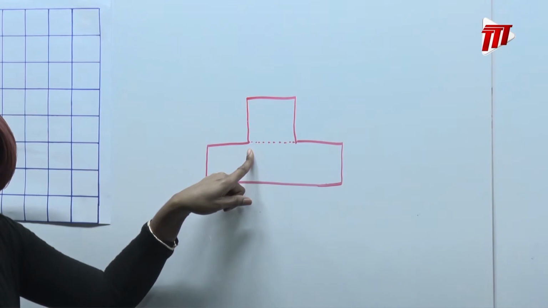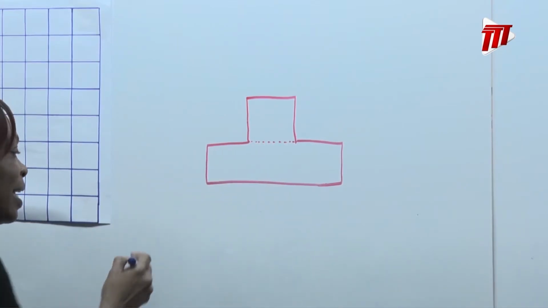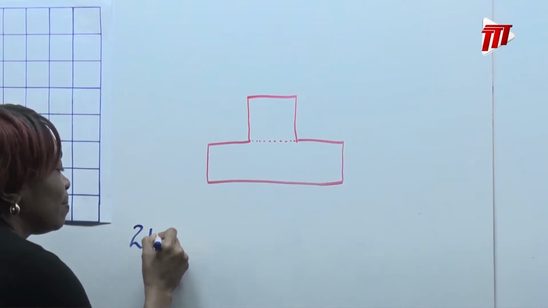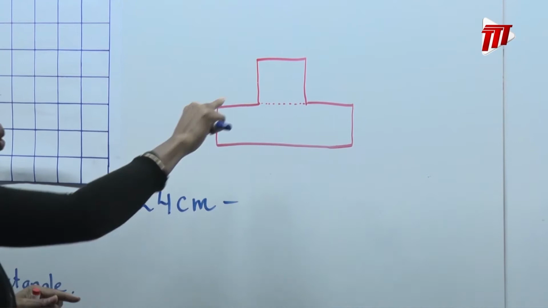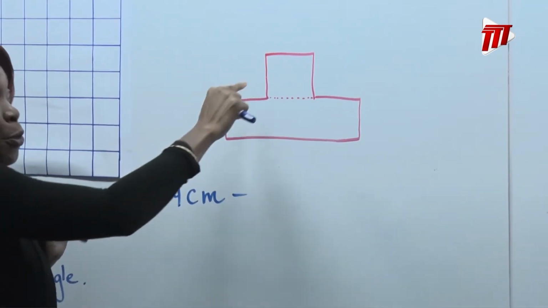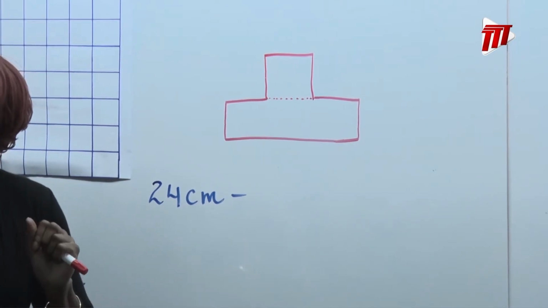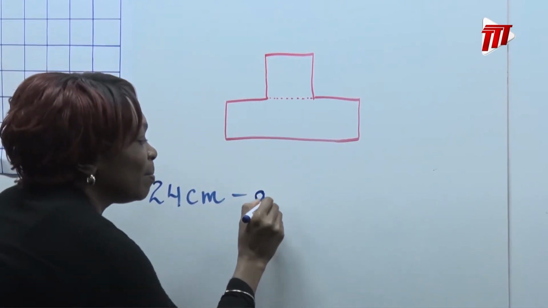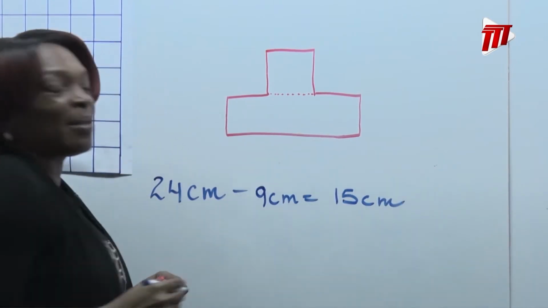Are you hearing me, boys and girls? So look at what we are going to do. I'm going to take the 24 centimeters and subtract the exposed sides of the square. 3 add 3 add 3 will give me what? 9 centimeters. Let's take that out. That will give me 15 centimeters.